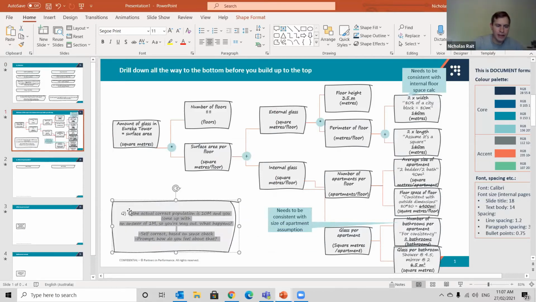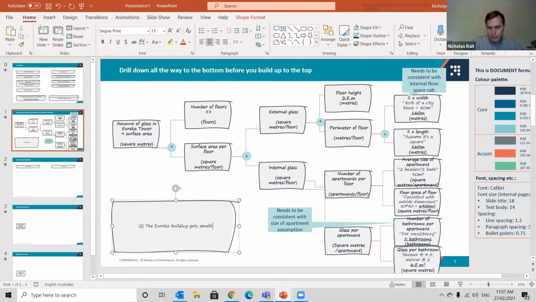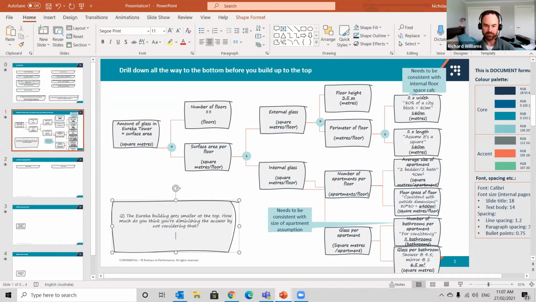So let me just make sure I do justice to your question. So the Eureka building gets smaller at the top. Yep. And it could be quite material. So you're diminishing the answer by not considering that. Yeah, because you'd be overstating it, I guess. Yeah. So my counsel on that would be try to use blended assumptions.